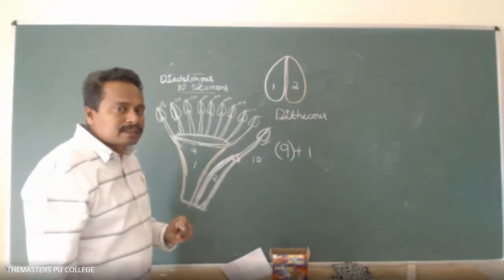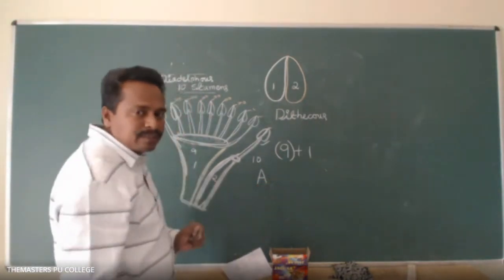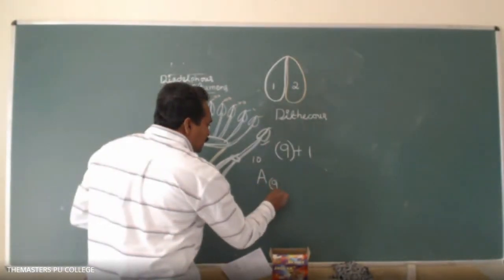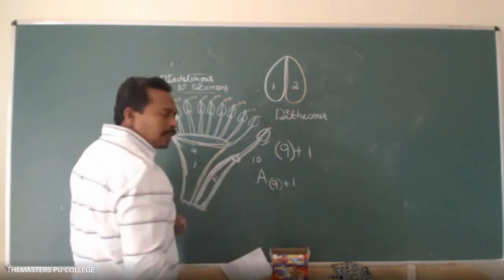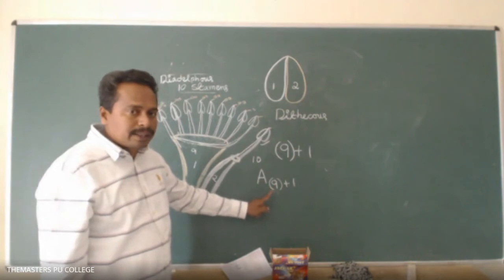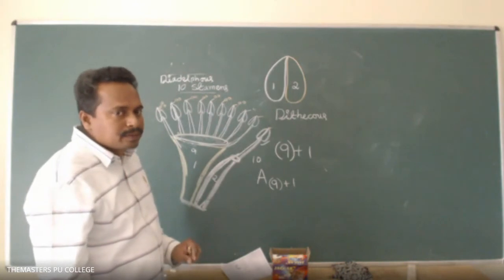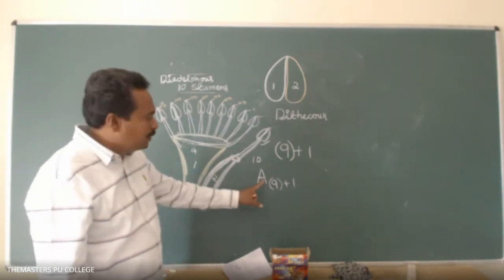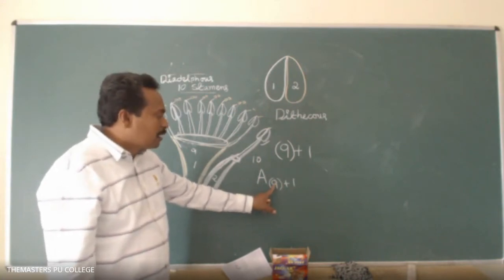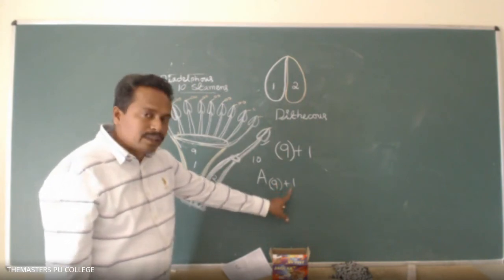Androecium is denoted as capital A. So A, 9 plus 1. Within the bracket, 9 should be placed, so the bracket indicates that they are fused. Yes, fused: the filaments of the 9 stamens are fused, and the other one is free.